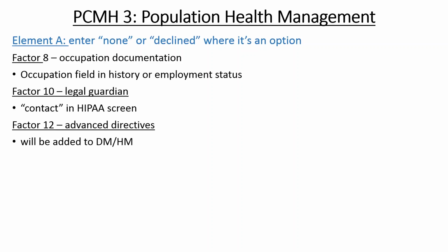Factor 10, legal guardian. Again, this is looked at in the contact section in the HIPAA screen. And for Factor 12, advanced directives, this is something that is going to be re-added into the DMHM. There are a couple of different areas of documenting it, but for us, after a request from a couple of physicians, it's going to be re-added to that area.